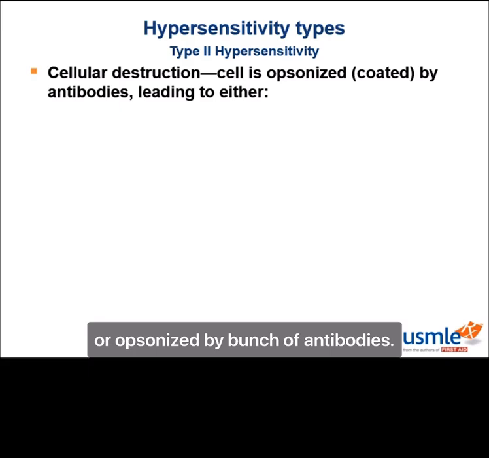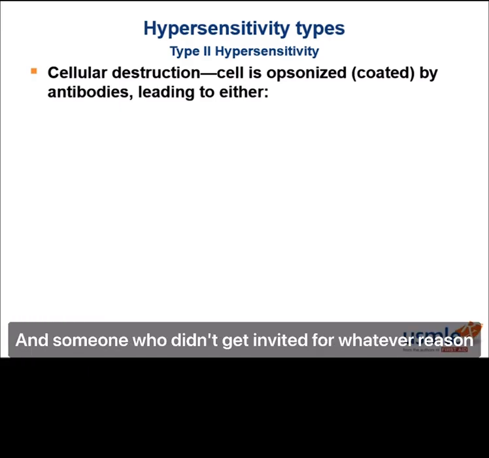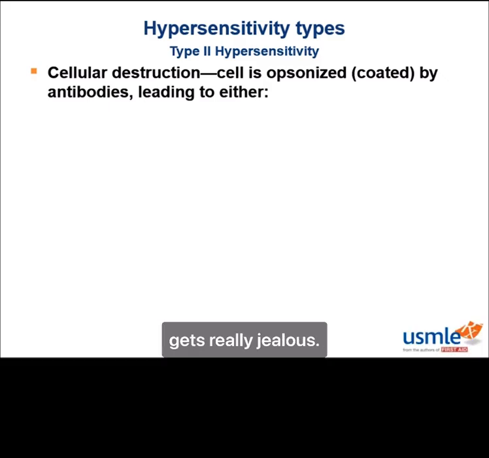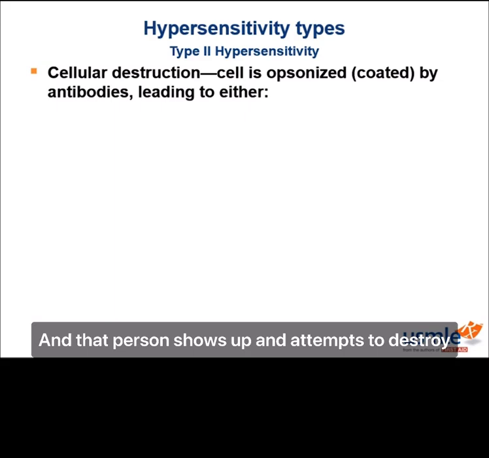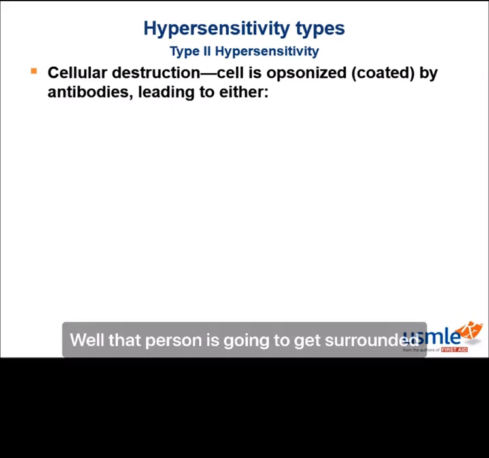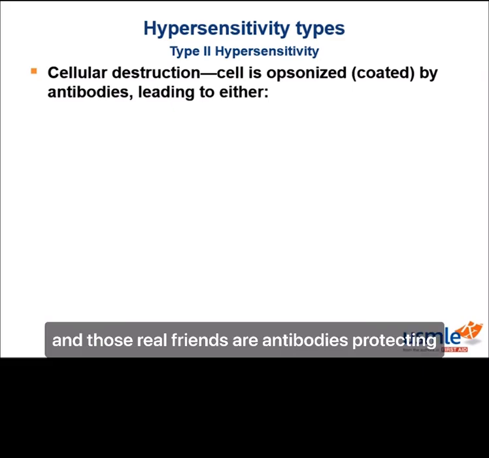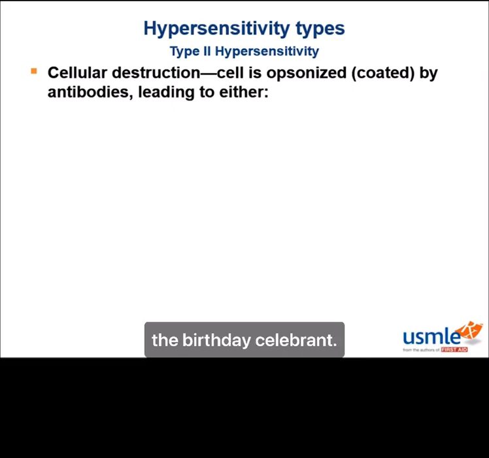of antibodies. So let's say you're at a friend's birthday party, and someone who didn't get invited for whatever reason gets really jealous. And that person shows up and attempts to destroy the birthday cake. What likely happens next? Well, that person is going to get surrounded by all of the birthday boy or girl's true friends, and it's going to face some consequences. That person is the foreign cell, and those real friends are antibodies protecting the birthday celebrant.